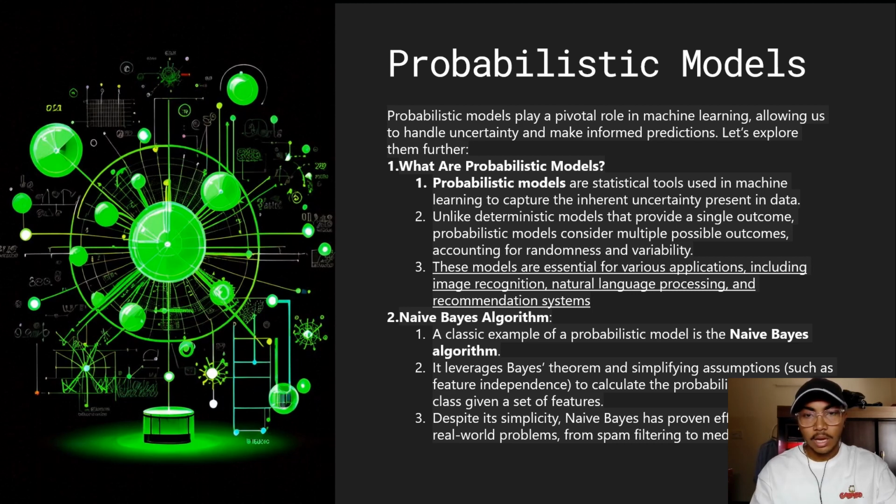Naive Bayes algorithm. A classic example of a probabilistic model is the naive Bayes algorithm. It leverages Bayes' theorem and simplifying assumptions such as feature independence to calculate the probability of a target class given a set of features. Despite its simplicity, naive Bayes has proven effective in various real-world problems, from spam filters to medical diagnosis.